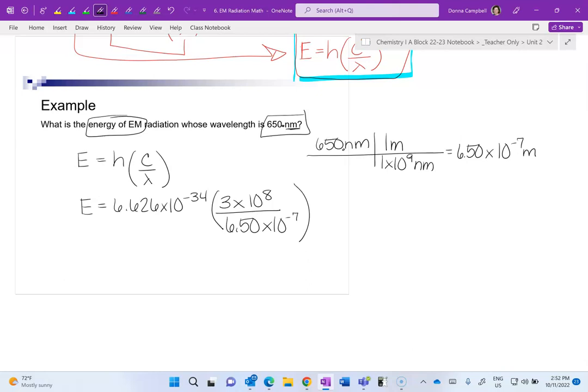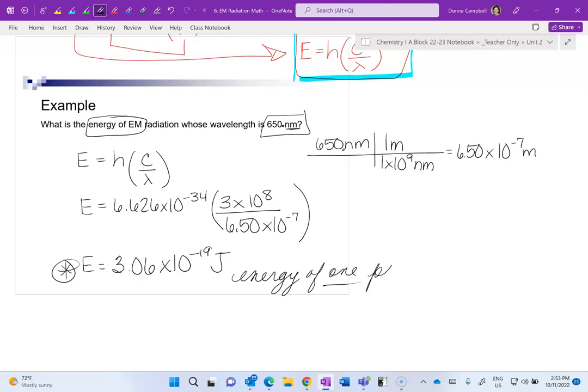Put these all in my calculator. I'm not going to do this in my head. Energy is equal to 3.06 times 10 to the negative 19 joules. And what this is, and the energy up above, is the energy of a photon, of 1 photon of light.